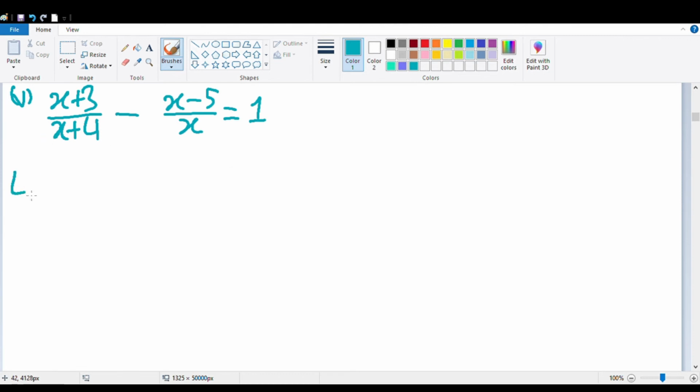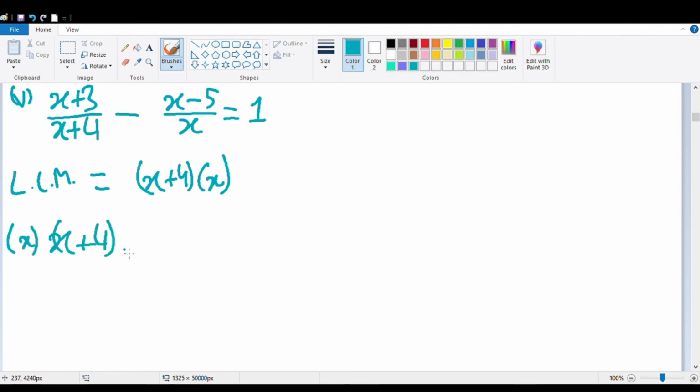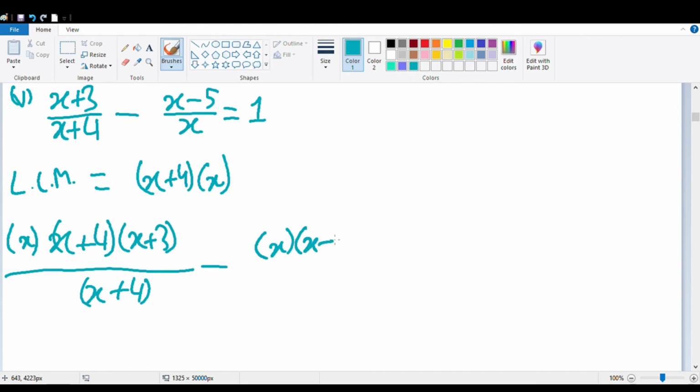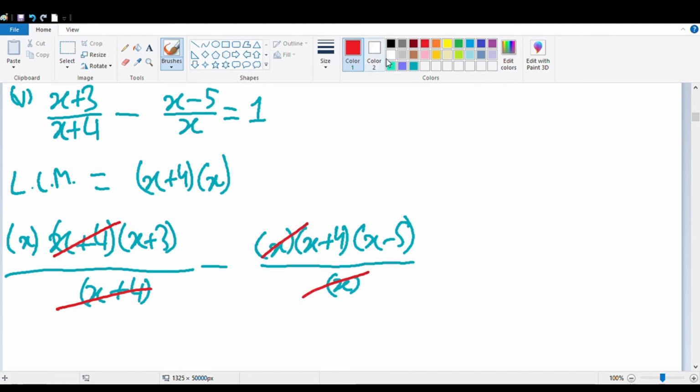So let's find the LCM again. The LCM is x plus 4 into x. So x plus 4 into x plus 3 divided by x plus 4 minus x into x plus 4 into x minus 5 divided by x. So here x plus 4 and x plus 4 cut out. Here x and x cut out. And is equal to 1 into x plus 4.